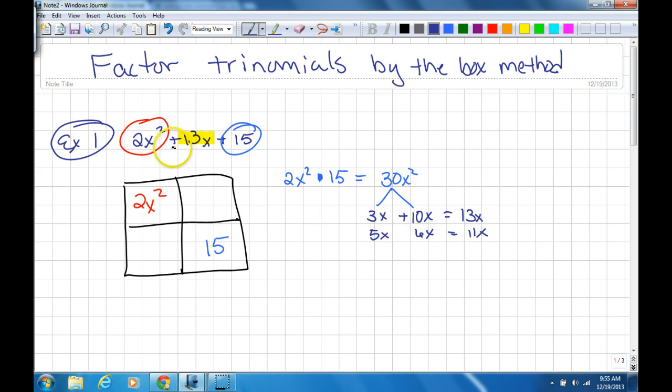Well, these are all positives, though. Okay? So, yeah, you could do 15x and 2x. That would be 17x, right? So, this is the one that I want right here.